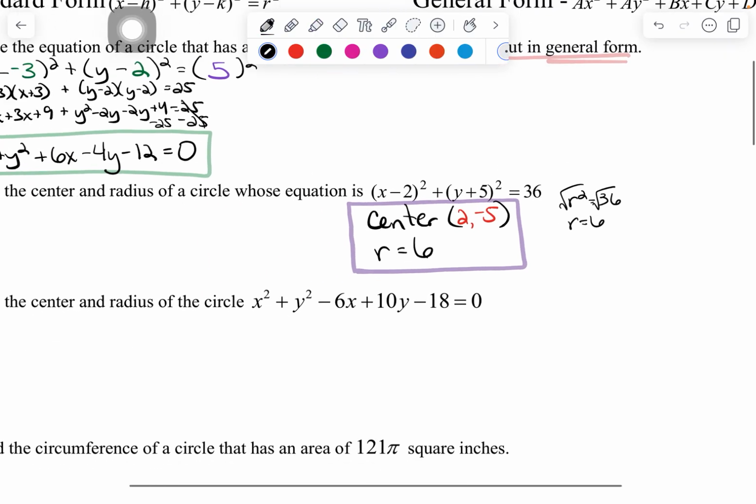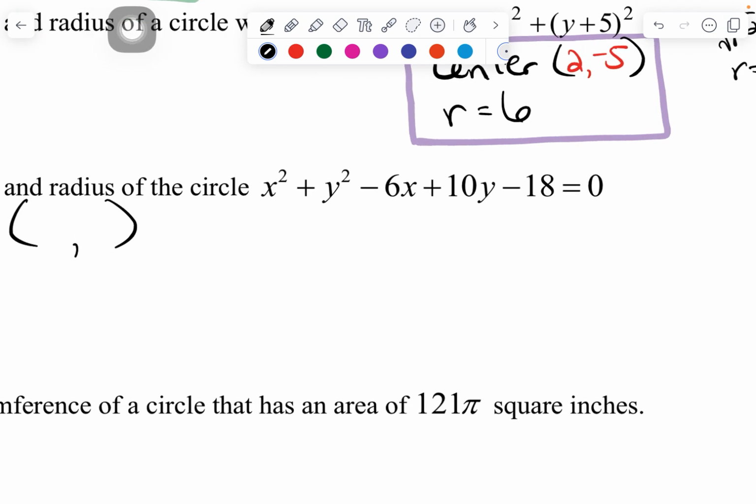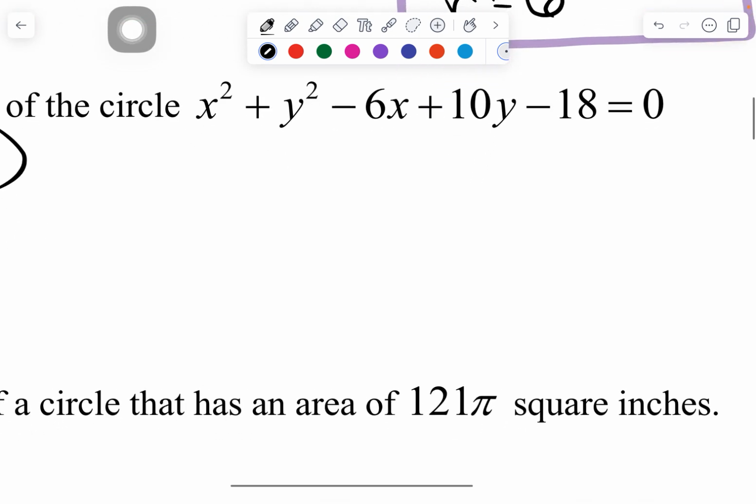And then there's problem number 3. Problem number 3, I want the center and the radius, but I haven't given you the equation in the right format. All right. So let me make myself a little note here. I want the center, I want the radius. And I'm going to need to take some time and complete the square here. All right, we did this in the last video, but complete the square.